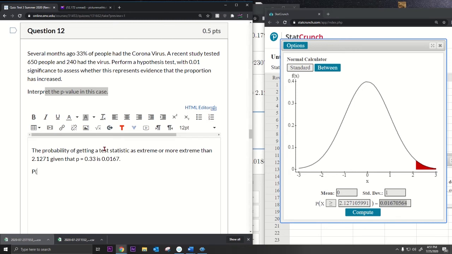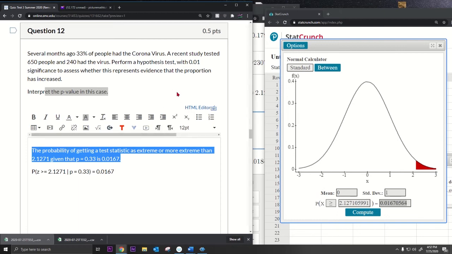I saw some people do this. Probability of getting a test statistic as extreme, and it was pretty cool. Given that p equals 0.33, equals 0.1001. It's less writing if you write an answer like this. So some people did that. The symbolic p-value interpretation or the sentence.